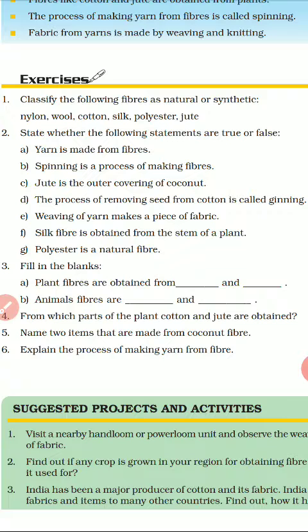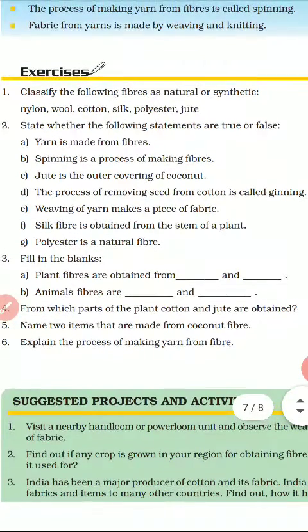The process of removing seed from cotton is called ginning. Yes, the process of separating the cotton and seed is ginning. Weaving of yarn makes a piece of fabric. True. Yarn means thread, and when you weave the thread, you make a fabric. Silk fiber is obtained from the stem of the plant. False. Silk is obtained from the silkworm. Next, polyester is a natural fiber. Wrong. Polyester is a synthetic fiber made in industries.